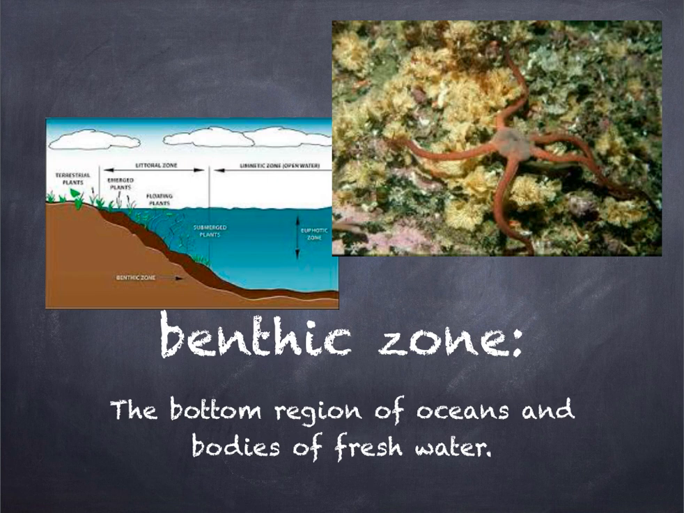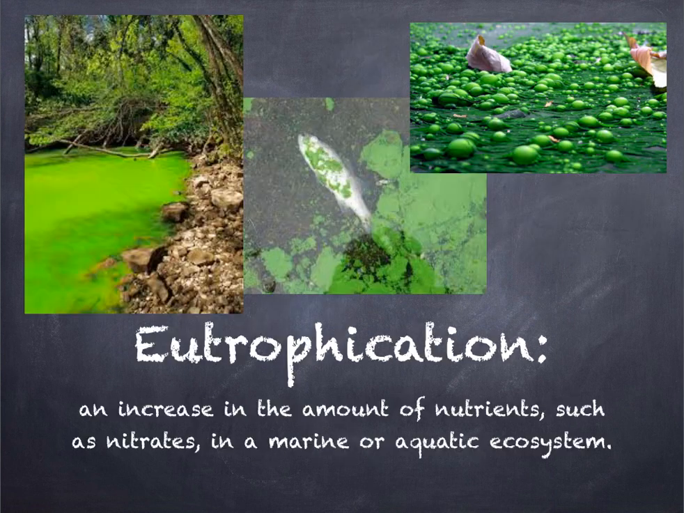The benthic zone is the bottom region of oceans and bodies of fresh water. This is where there is no light source, or not enough light source to be an energy source. So most of these animals, again, feed off of organisms that fall down into this zone.